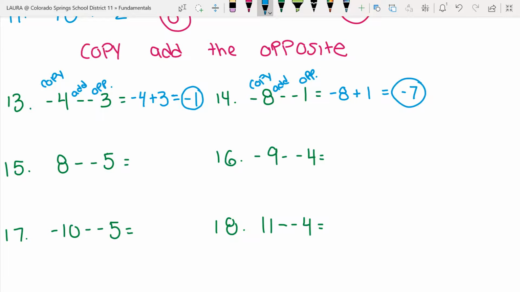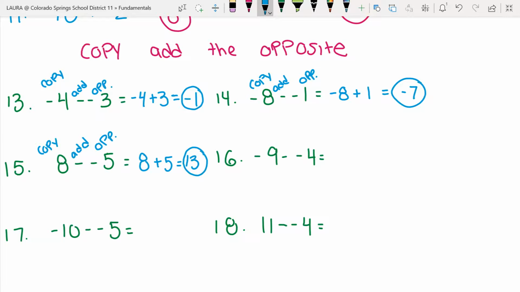Number 15, still we have 8 minus -5. So I'm still subtracting because there's at least one minus sign in between the numbers. So we copy, add the opposite. I copy my first number, which is 8, change the minus sign to a plus. The opposite of a -5, well, that's just a +5. So this just gives me a nice normal adding problem where I have 8 plus 5, that's 13. So number 15, got a nice normal positive number.